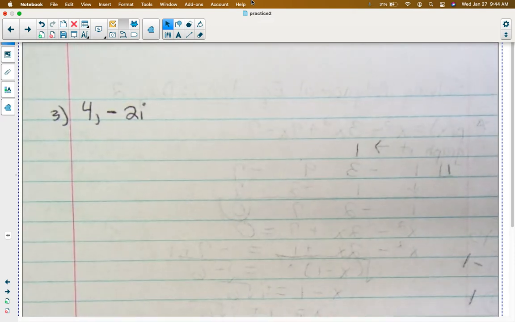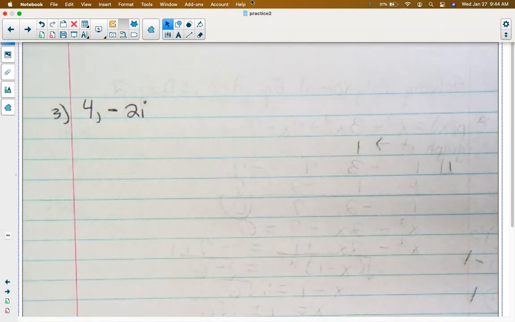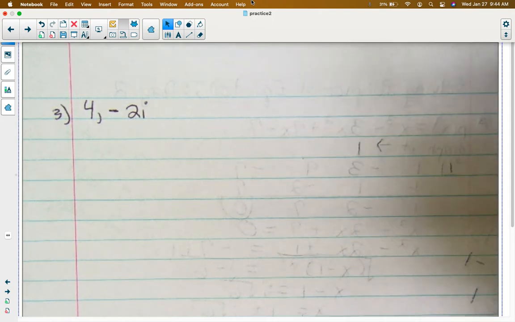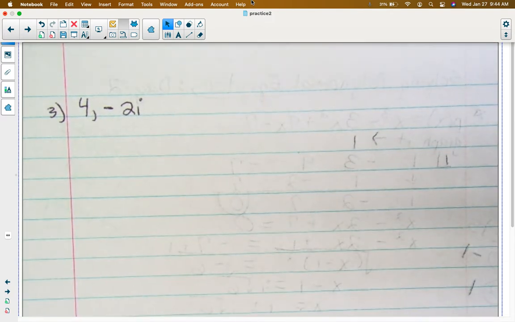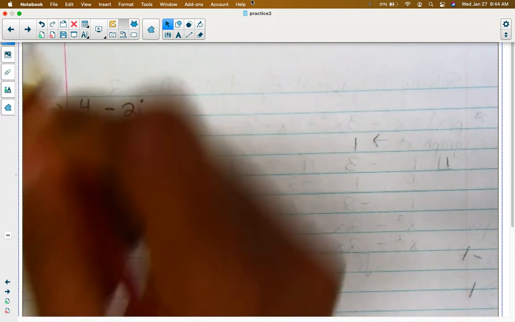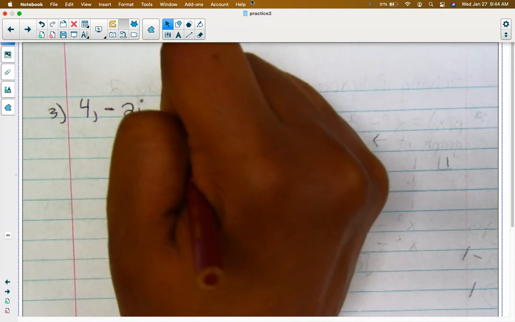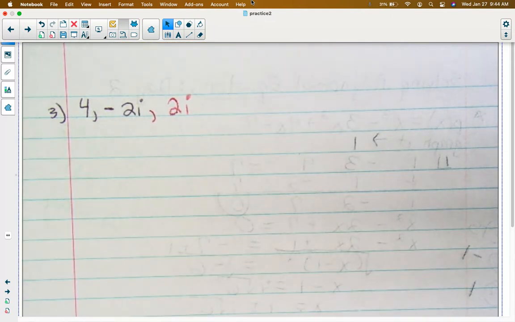Okay. I'm not going to go through the whole number 3, but I will at least set it up for you, because distributive property and the box method, we've been doing that for a while. So I know if this is 4 and this is negative 2i, imaginary numbers come in pairs. So we're not going to have just negative 2i. We have to include 2i as part of our solution.